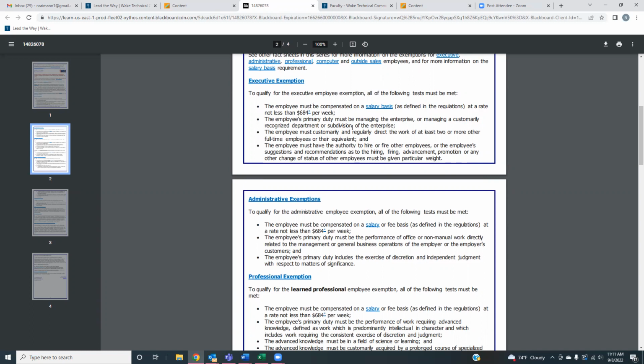$35,568 annually. So you first have to make at least that. But just because you make that doesn't necessarily mean that you get to be paid a salary. Take nurses, for instance. Nurses do very well. They can make 60, 70, $80,000, even more, depending on their specialty. They make a lot of money.